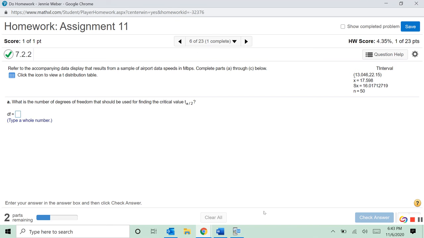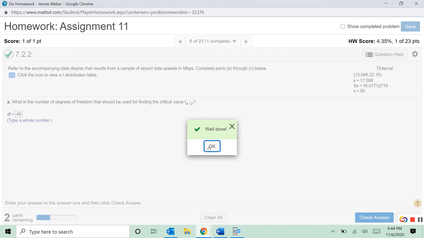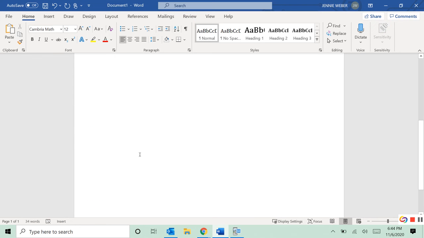So you can see here that we first need to find the DF, just like we do for any other T-score values. The DF is n minus 1, so n is 50, so the DF here is going to be 49. Now, what is the critical T value? Well, we need to look up half of alpha, right? Because we're going to do a 95% confidence interval.